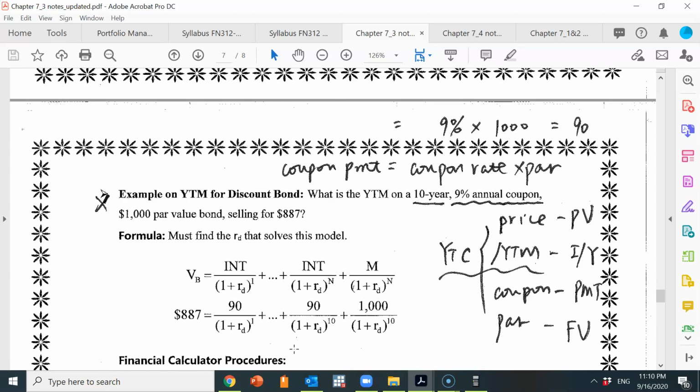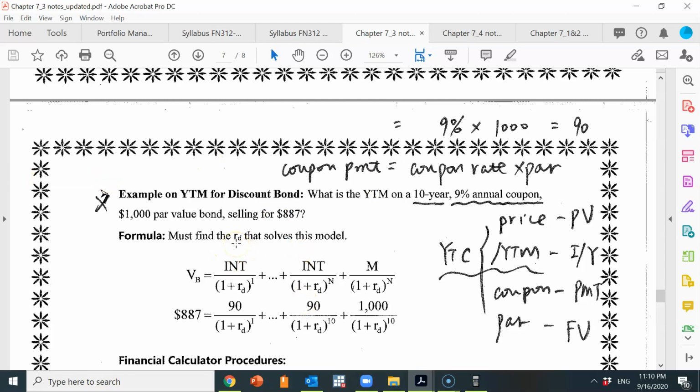Okay, and here is an example, and we will look at examples where we solve for yield to maturity or yield to call for bonds. For example, solving for yield to maturity for this discount bond. What is the yield to maturity on the 10-year 9% annual coupon, 1,000 par value bond selling for 887?